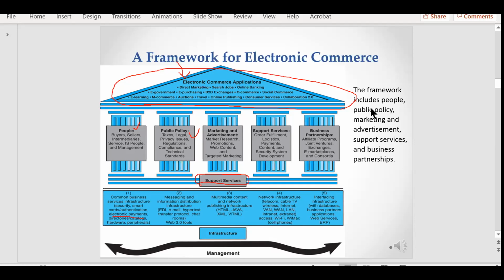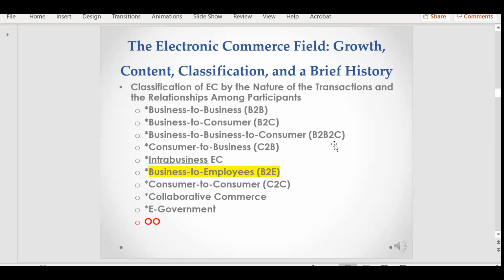So the framework will include people, public policy, marketing, advertisements, supporting business partners as well, right? And this is going to be just crazy. You see, there's a lot of jargon. Now we heard about B2B, B2C, B2X. Just now we talked about B2X. So B2X is actually referring to business to consumers, right? And also C to business, right? And B2E. These are new.